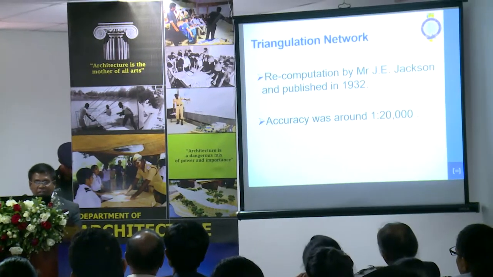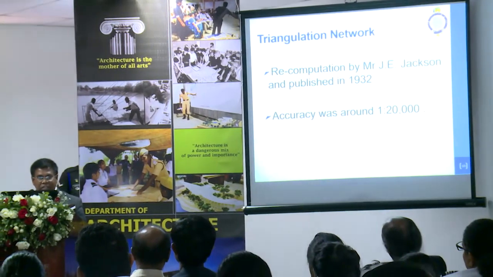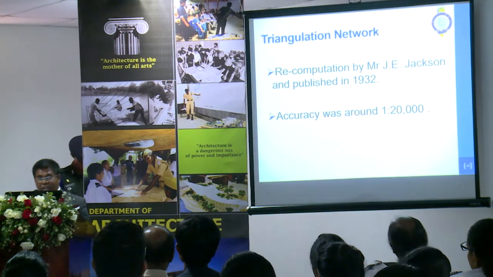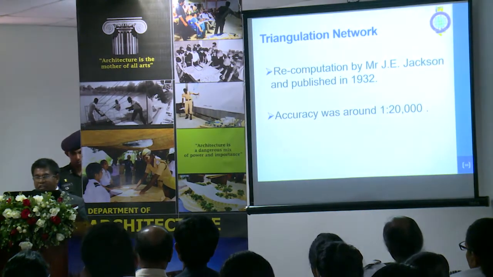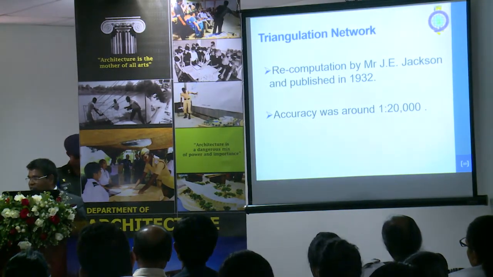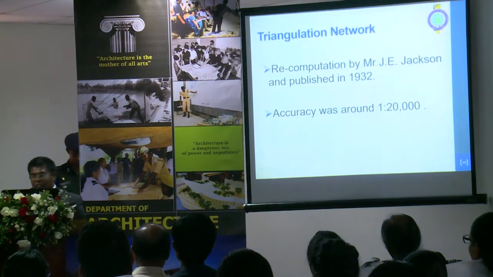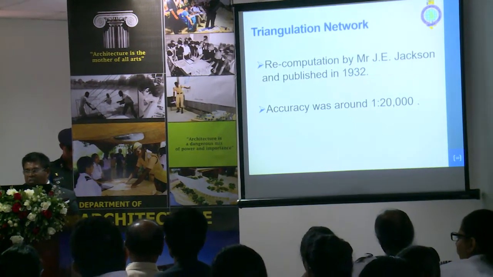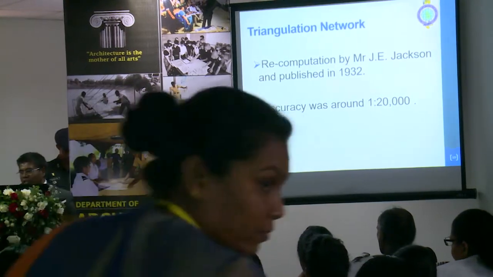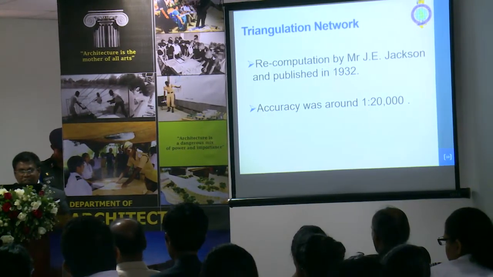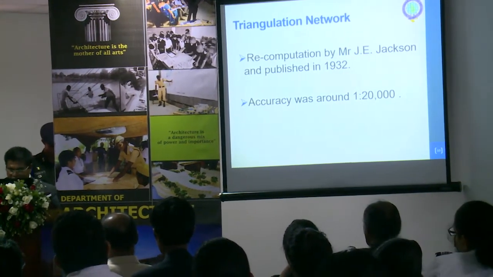The other one is the station made by J. Jackson. The coordinates were published in 1932. The accuracy of the control network was around 1 in 20,000, only 20,000, which is not sufficient for our present work.